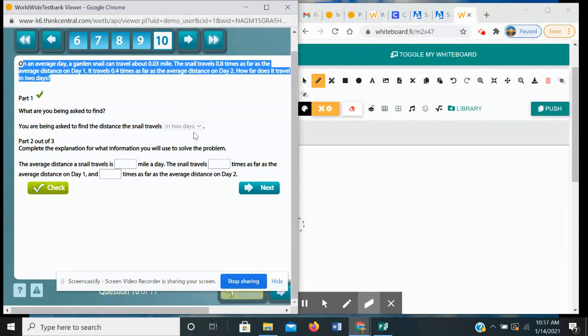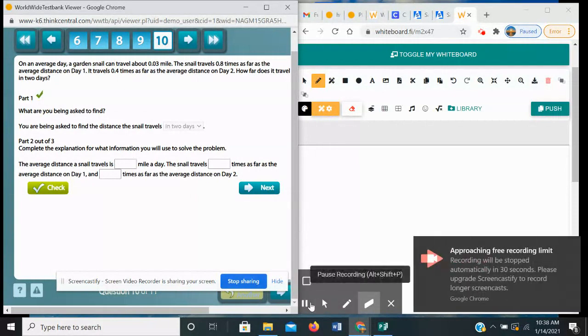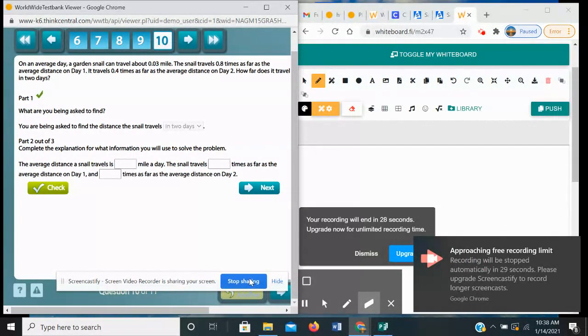So part 1, you're just answering what they said in the question here. It says, what are you being asked to find? This is like our cube strategy right here, 2 days, okay? Now the next part here, you're just taking the information. This is like when we circle things. I'm running out of time.